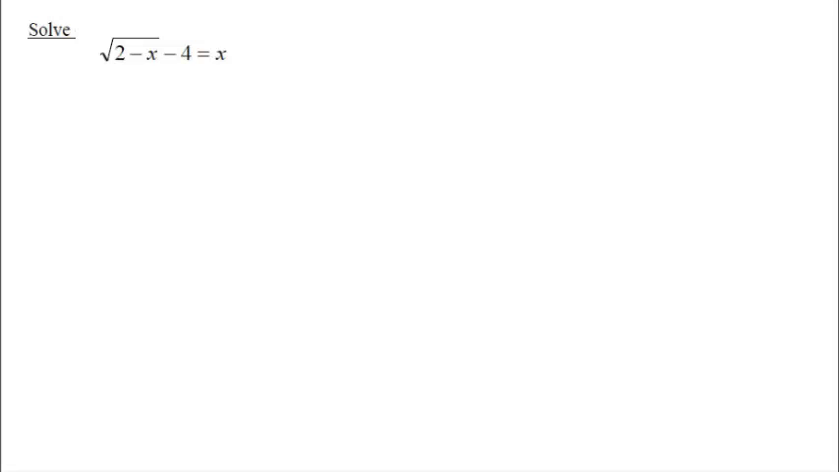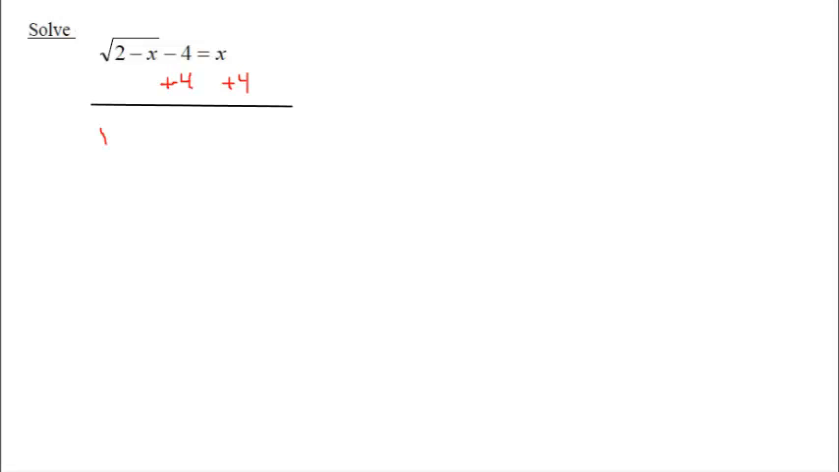Square both sides. Okay, before you square both sides, you need to do something else. Do you remember? Subtract 4 on both sides. Very good. You isolate the radical and then square both sides. You add 4 to both sides because it's minus there, right?